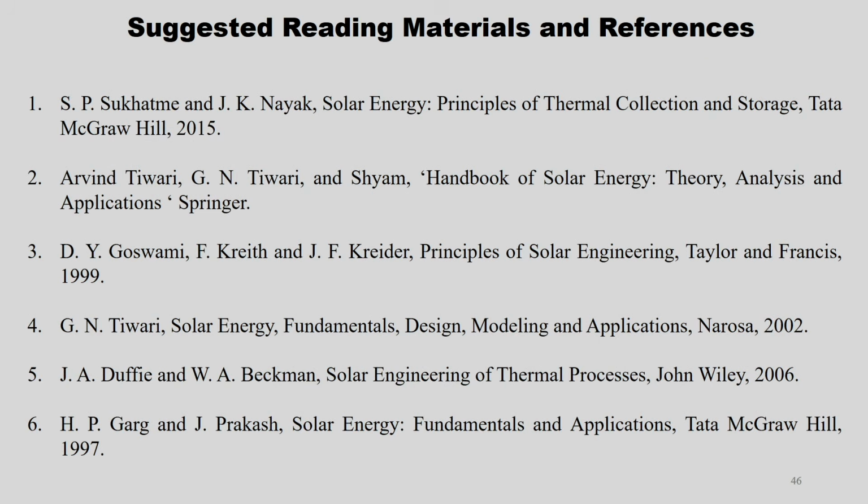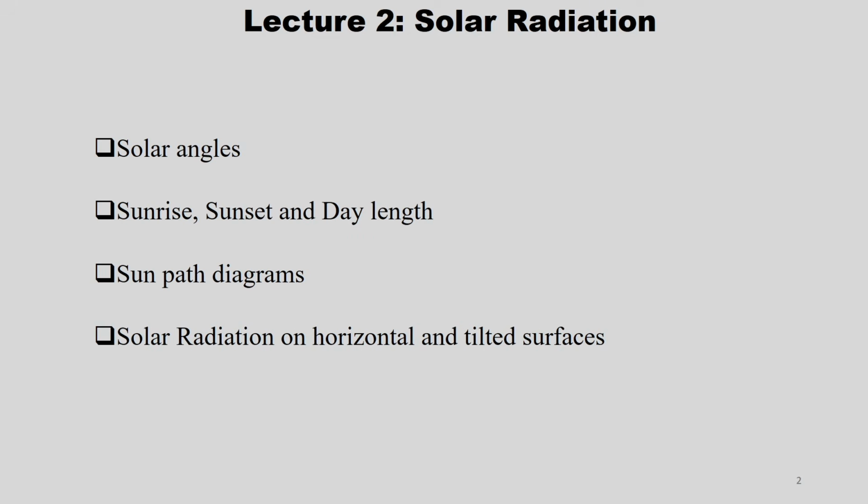These are suggested reading materials and references for this particular lecture. We are going to discuss lecture 2, solar radiation. Here we are going to learn how to calculate solar radiation parameters. In this lecture we are going to see solar angles, sunrise, sunset and day length, sun path diagrams, and solar radiation on horizontal and tilted surfaces.